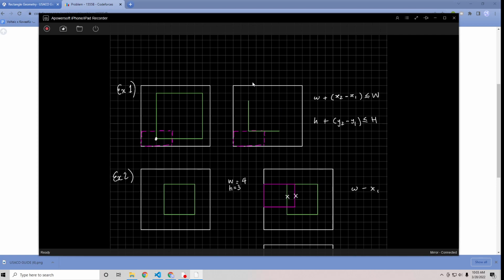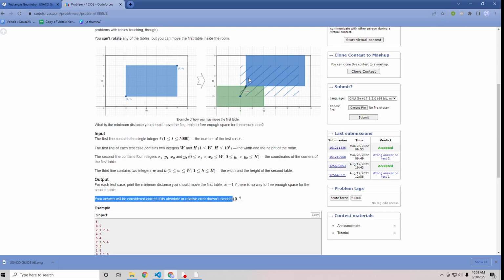So in this case, now the most optimal way would be to move the green rectangle that is currently in the room up 1 square. And by just moving it up 1 square is more than enough. There's no reason to move it to the right, and that's because we know the width and the height of the new table is within the dimensions of the room.